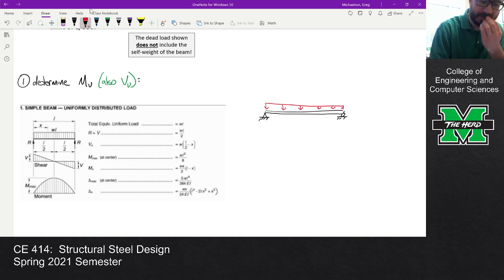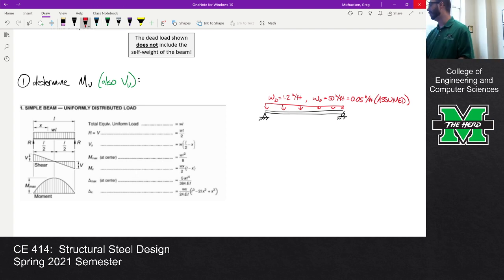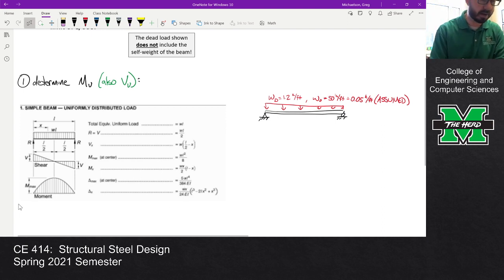It has a dead load of 1.2 kips per foot, but it also has an assumed self weight of 50 pounds per foot, or 0.05 kips per foot. And what I'll say is that is assumed. I want to be clear on that because there is a possibility that we need to adjust that later. We might be picking a value. We're going to need to adjust these moments accordingly. That'll become clear in a bit.